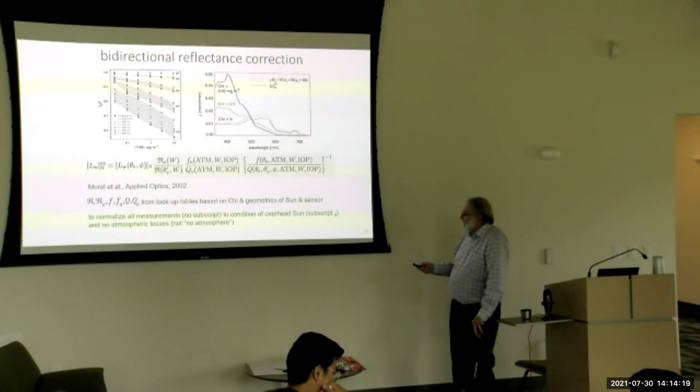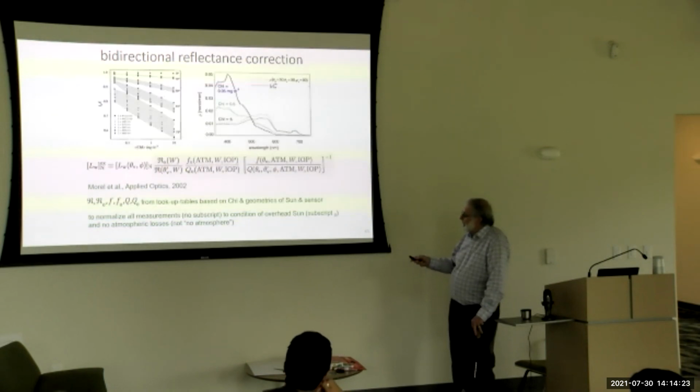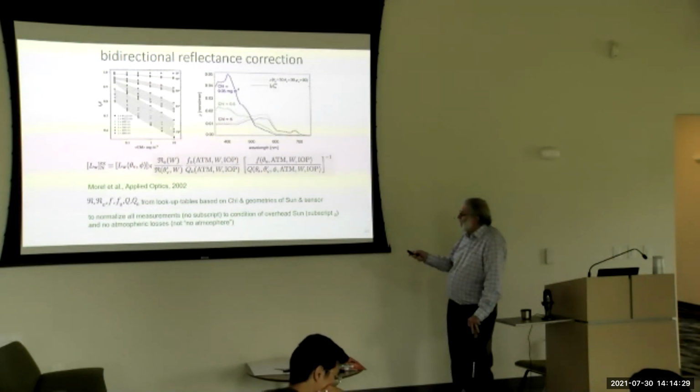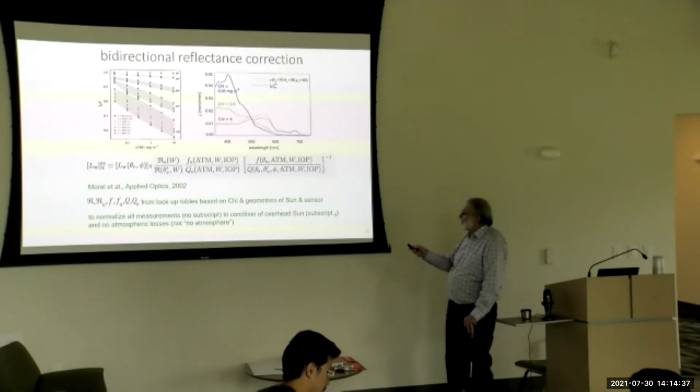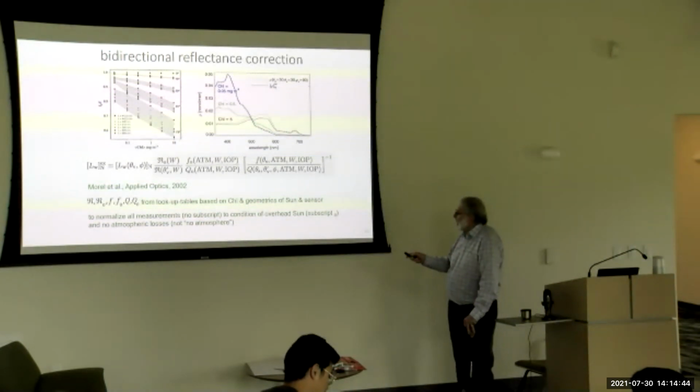And these factors here, this F over Q business, here's just a table of, as a function of chlorophyll, those values tend to be anywhere from like 0.6 up to about 1. So they're pretty big correction factors, or can be. And this is for different viewing directions or sun angles. I don't remember which it was.